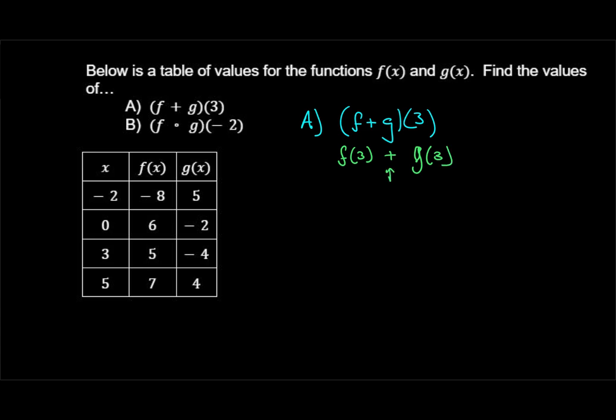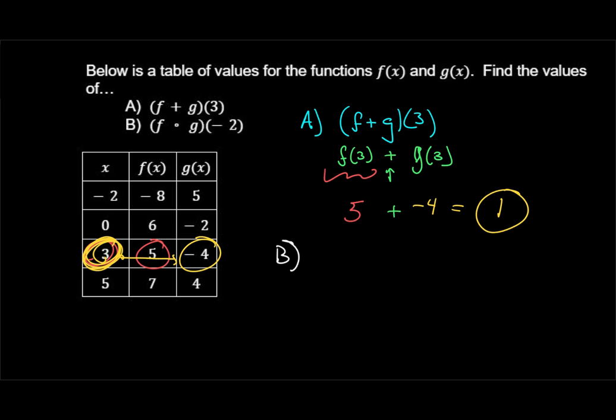We use the table to find these values. F of 3, according to the table: here is the x value of 3. If I go over to my f of x column, we get 5. And then for g of 3, again, here's the x value of 3, and we go over to find where g is. The y value when x is 3 is -4, and if we add them together, we get 1. So the answer for part A is 1. We have a part B here, which is going to be kind of the same deal.